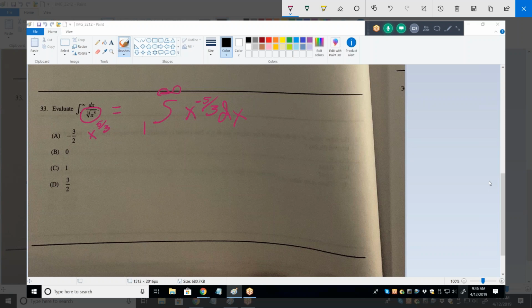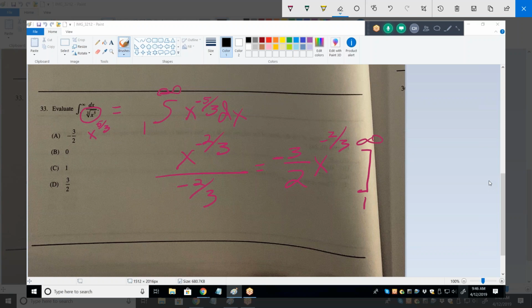Now, integrate it. Pretty easy to integrate. That'd be negative 5/3 x. So you add 1, so that'd be to the negative 2/3. Multiplied by the new, or excuse me, divided by the new exponent. That's the power rule when you're doing integration. Right. Okay. Which is the same as multiplying by the flip of that. We're going to evaluate it from 1 to infinity.